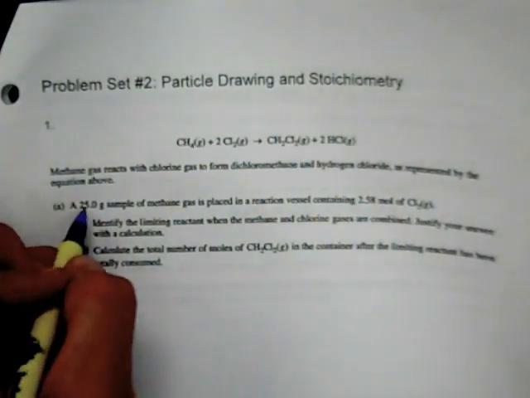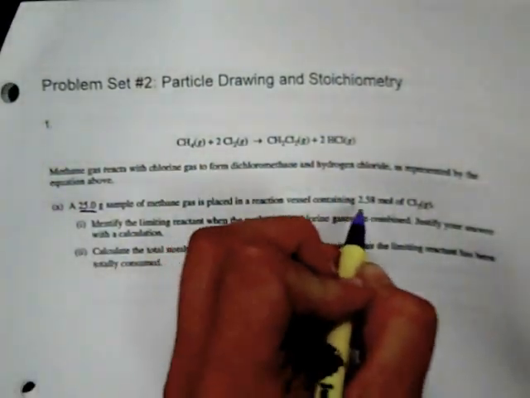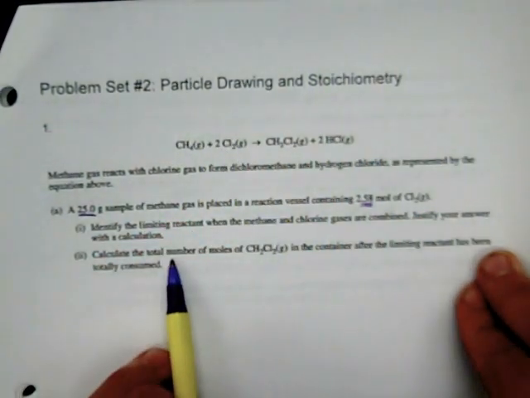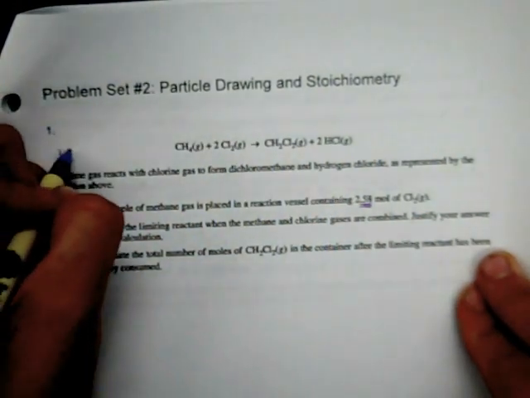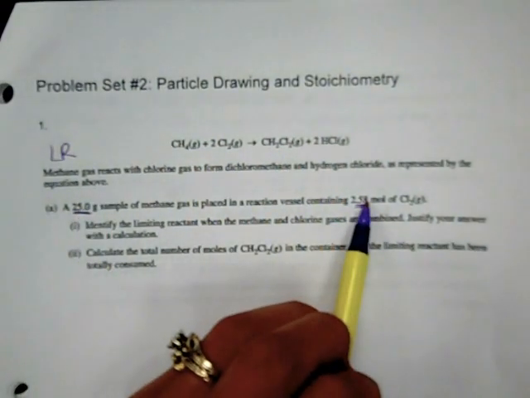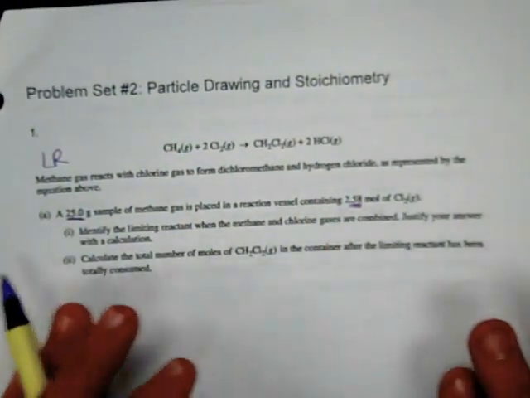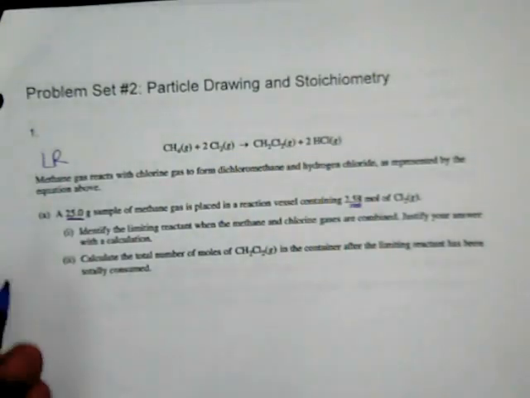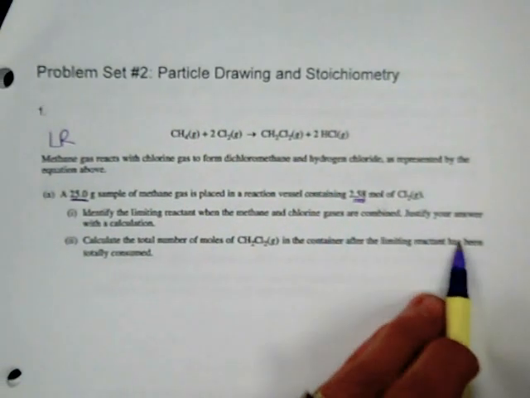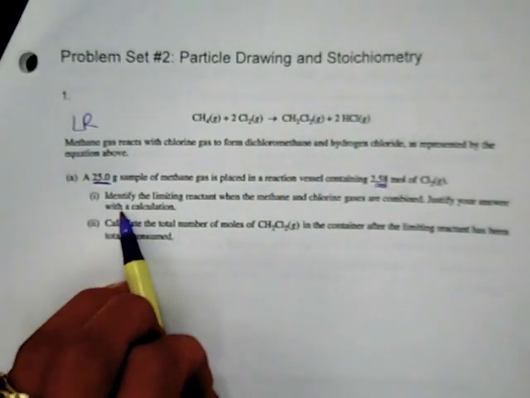This is a red flag. Every time you see two amounts of both of your reactants, you should think limiting reactant question. So they're telling you there is a finite amount of each thing here. So automatically, limiting reactant question, something's going to run out. So it says identify the limiting reactant when methane and chlorine gas are combined. Justify your answer with a calculation.